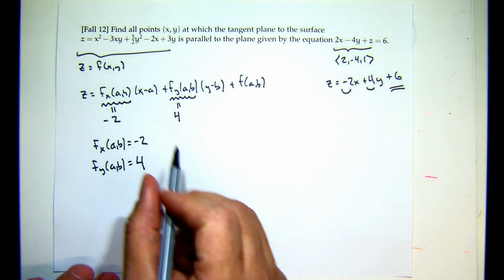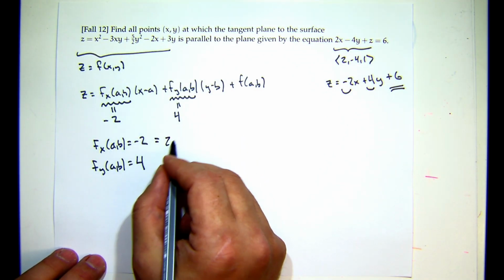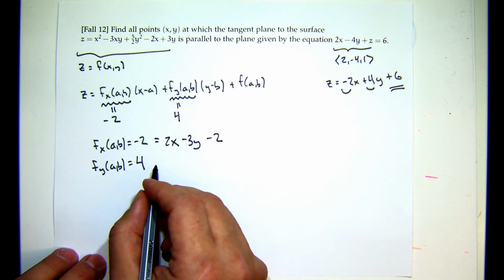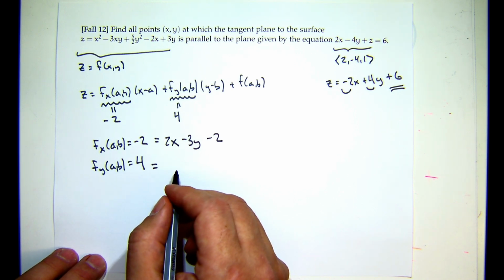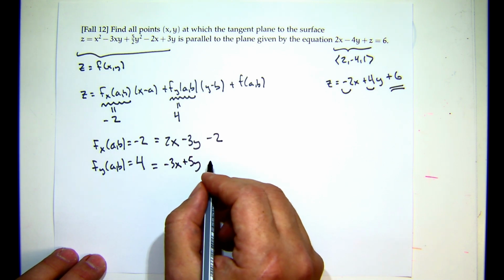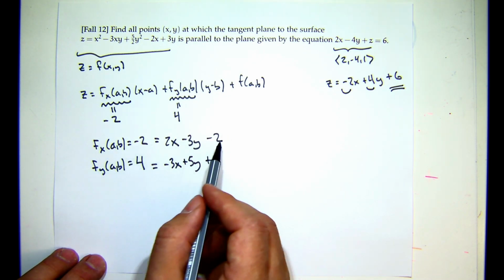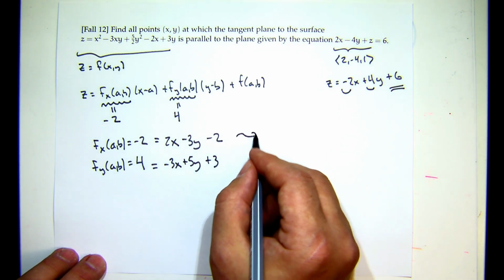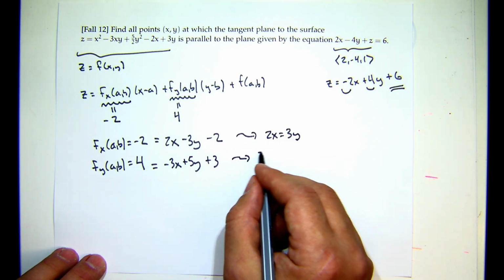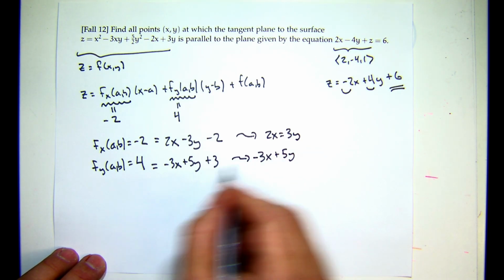All right, well, what is f sub x at AB? Let's go through it. What's the derivative? 2x minus 3y minus 2. Down here, negative 3x, 5y plus 3. Now, as we go through here, you'll notice, oh, hey, the negative 2's cancel. So this says that 2x is equal to 3y. Down here, you'll get negative 3x plus 5y equals 1.